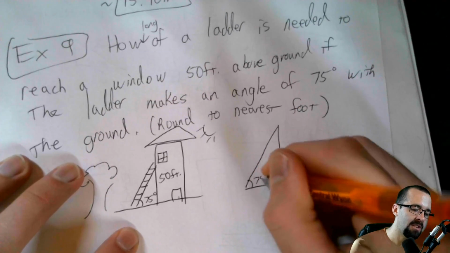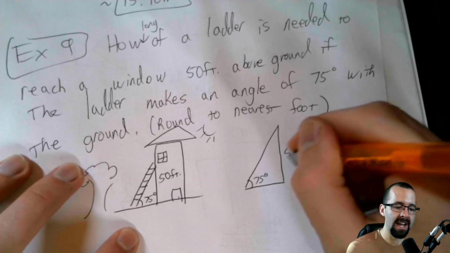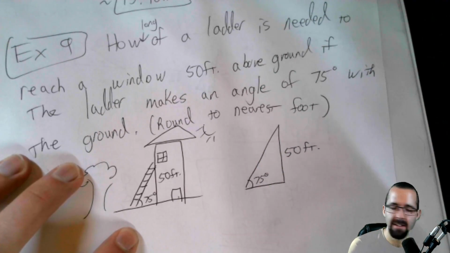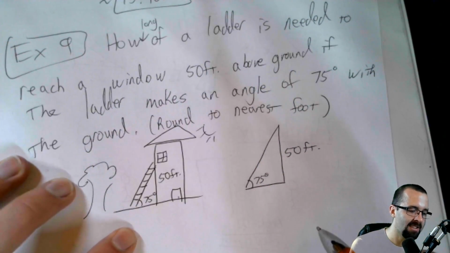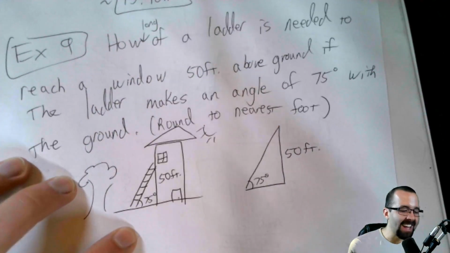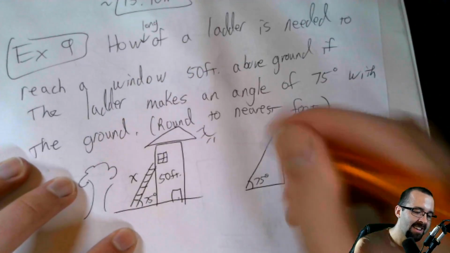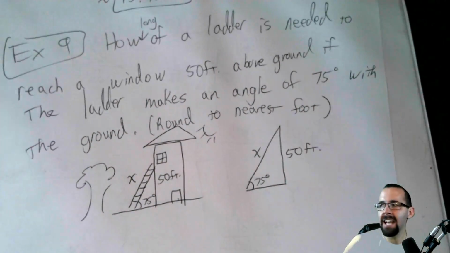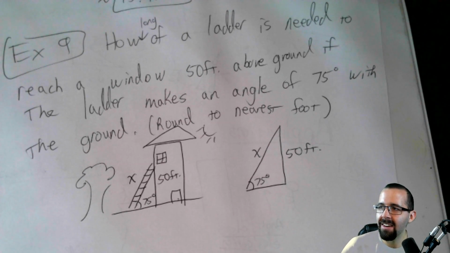We have a triangle with an angle of 75 degrees, a height of 50 feet, and what are we asked to find? Yes, all right, I found it. We're asked how long the ladder has to be so that it can reach. Because you can't just get a 50-foot ladder to get to a window 50 feet up.